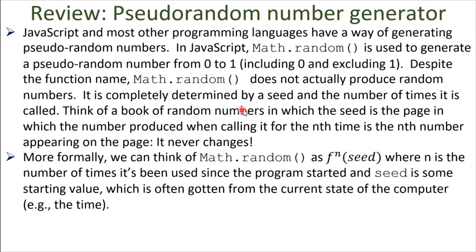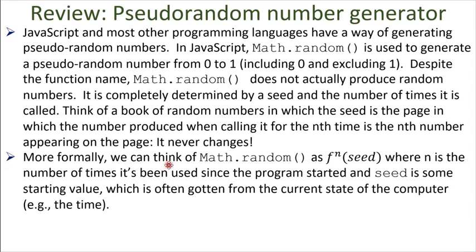Just as an analogy, you could think of a book of random numbers in which the seed is the page number and n, the number of times that you refer to math.random, is like the nth number on that page. So if I've referred to math.random 3 times and my seed is 123, that would be like looking for the third number on page 123. And the third number on page 123 will never change. So the third number you get when you run the program, the third time that you call math.random, will always be the same.